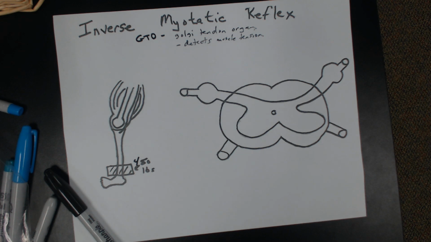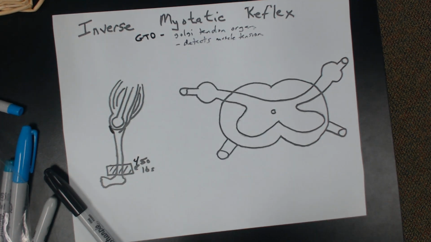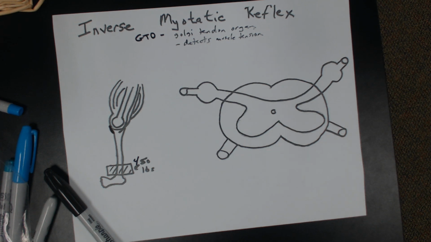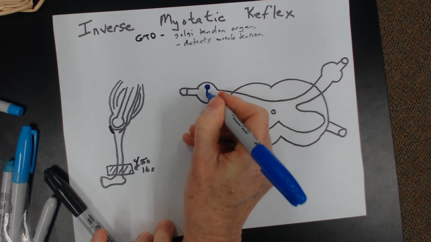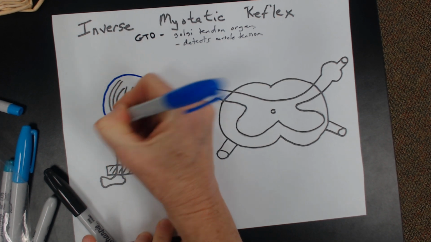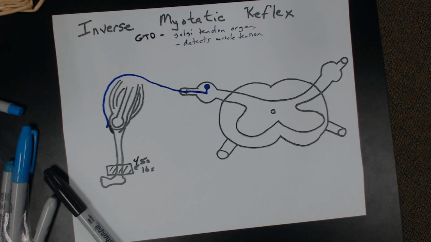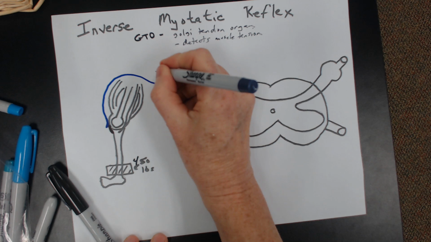Okay, so for the inverse myotatic, your GTO is going to be present here in the tendon, okay? So associated with the tendon, you have your GTO. And here in the dorsal root ganglia, here's your first order somatosensory neuron that is linked up, receiving information from your GTO. And for the inverse myotatic reflex, this is going to be a type 1B fiber.